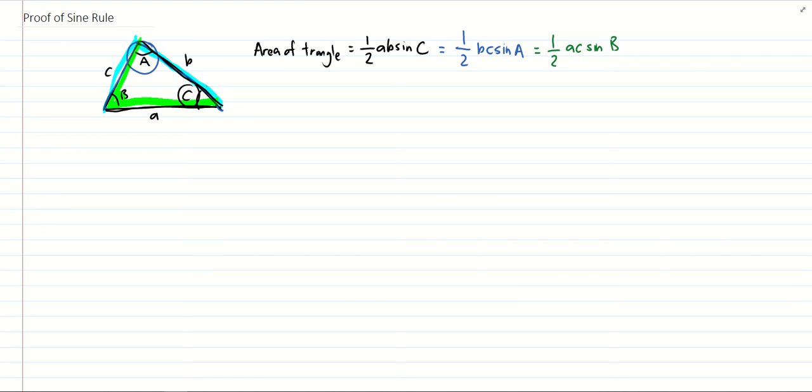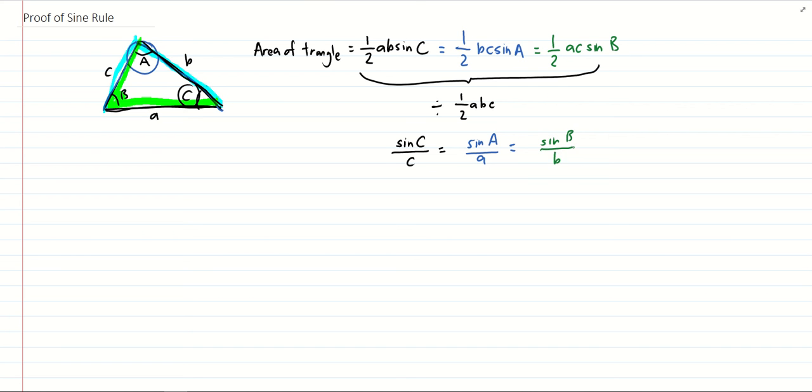Now, if we take all these three things over here and divide by half ABC, we realize that in the first one, the half AB will cancel out, so we will have sine C over C. In the second one, BC and half cancel out, so we'll have sine A over A. And in the last one, AC and half cancel out, so we are left with sine B over B. And if we flip everything and rearrange, we can get A over sine A equals B over sine B equals C over sine C. And that is the proof of the sine rule. So this is how we prove the sine rule.